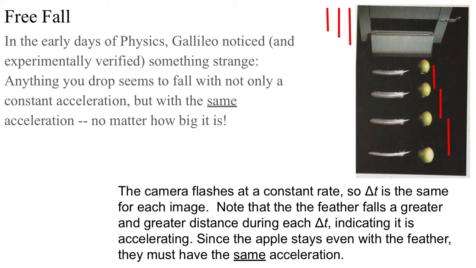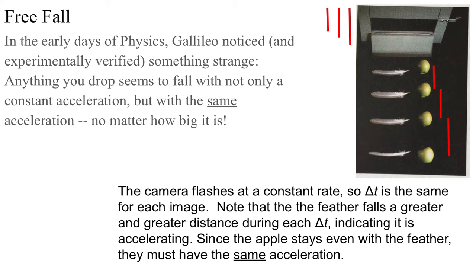In the early days of physics, Galileo noticed, and essentially experimentally verified, something kind of strange. Anything that you drop seems to fall with a constant acceleration. Not only a constant acceleration, but with the same constant acceleration no matter how big it is, no matter how heavy it is. All objects near the surface of the Earth seem to accelerate downward with the same magnitude acceleration.